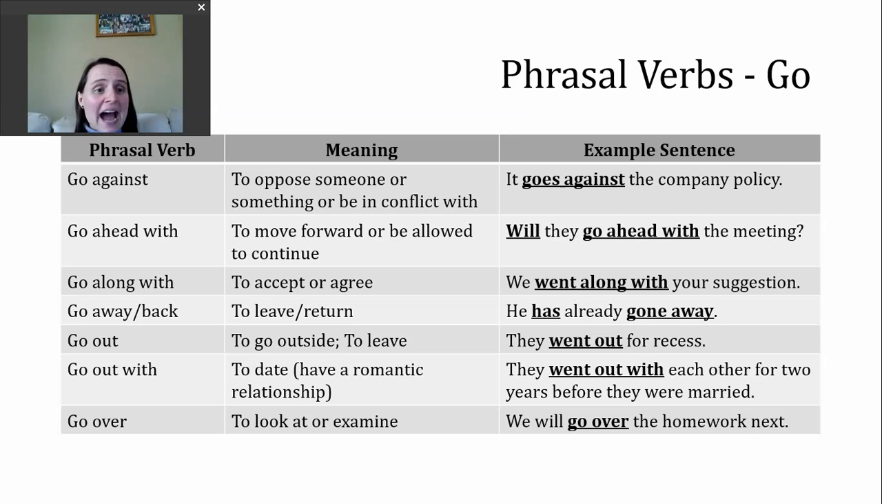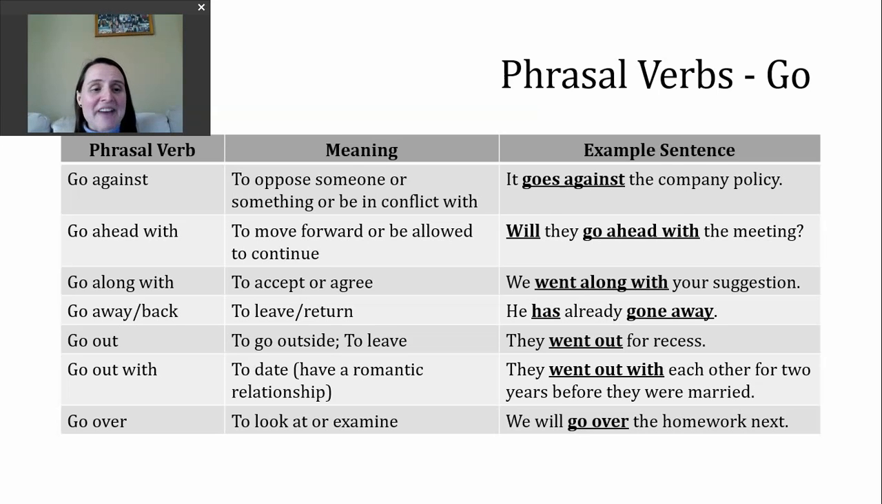The next phrasal verb I have is go ahead with, and it means to move forward or be allowed to continue. Here's an example sentence. Will they go ahead with the meeting? So we're asking, is the meeting going to move forward? Would the meeting be allowed to be continued? The third phrasal verb I have is to go along with, and this means to accept or agree. He went along with your suggestion. So he agreed with it, he accepted it.